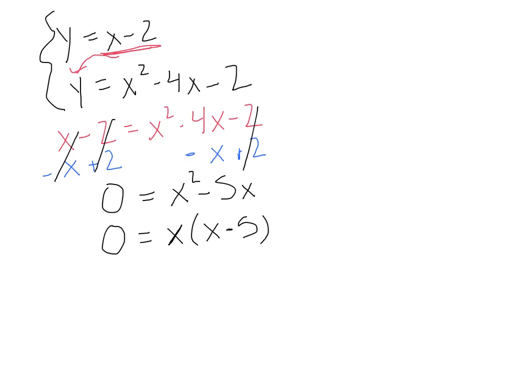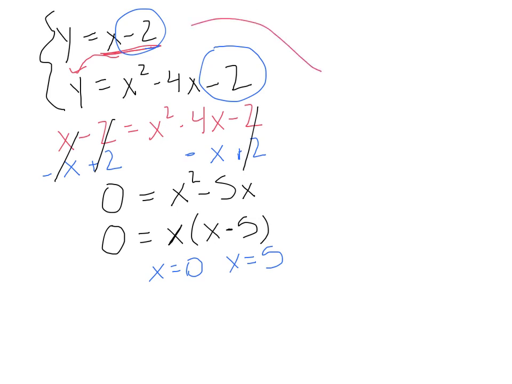We're done because we have no more squared terms. Now if we solve each of our factors for 0, we're going to get x equals 0, and for the second one, we're going to get x equals 5. Now again, let's look at these two equations. They both have the same y-intercept. Now that makes sense that we get x equals 0 because they're going to cross at the y-intercepts that they share. So let's plug these back in algebraically and see what we get.